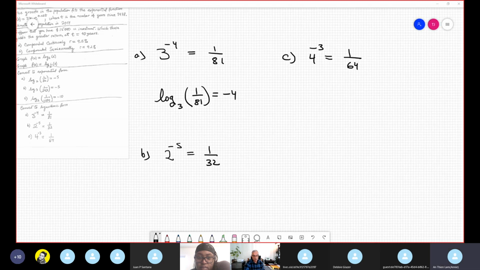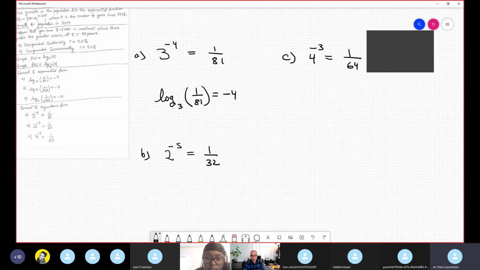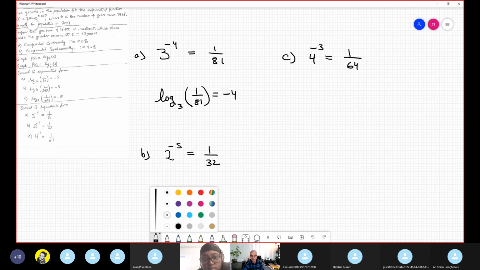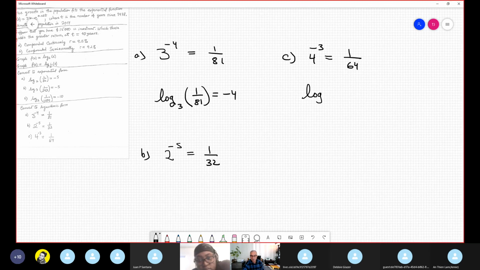So log base 4 of 1 over 64 equals negative 3. Exactly. And let's say number C is log base negative 4 of 1 over 64 equals negative 3. Look, it's impossible. The base is never negative. The base is always positive.